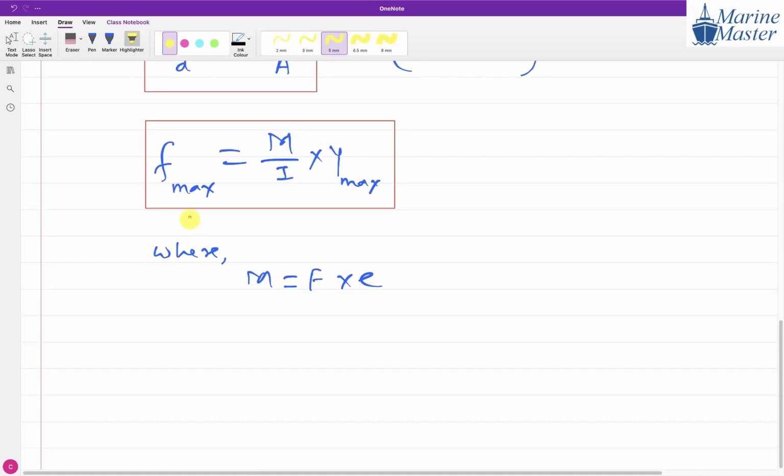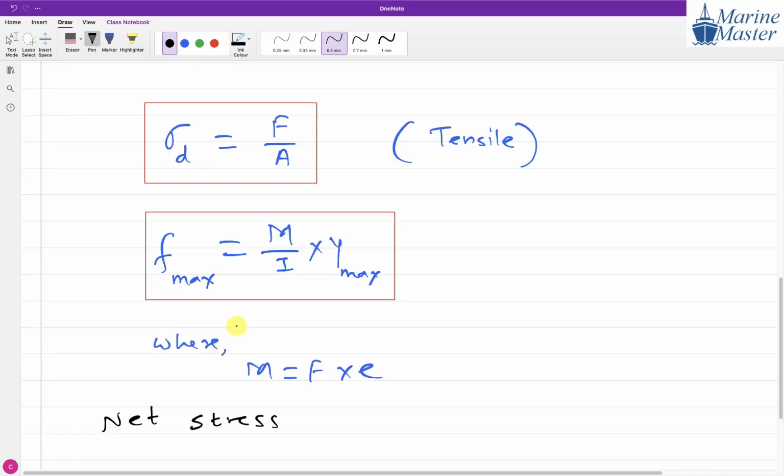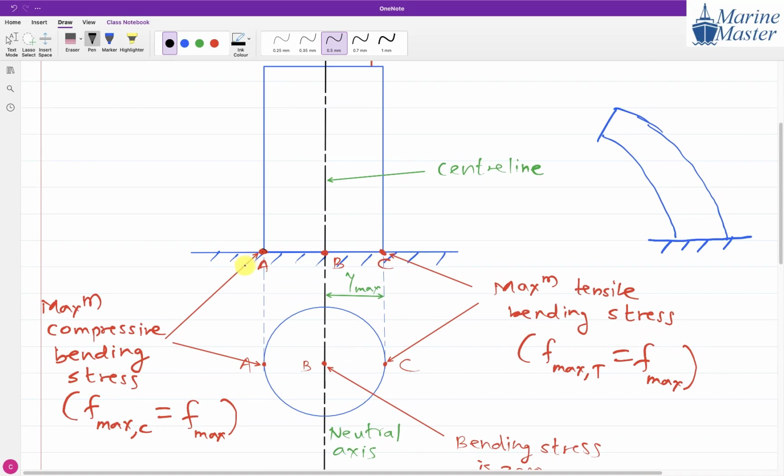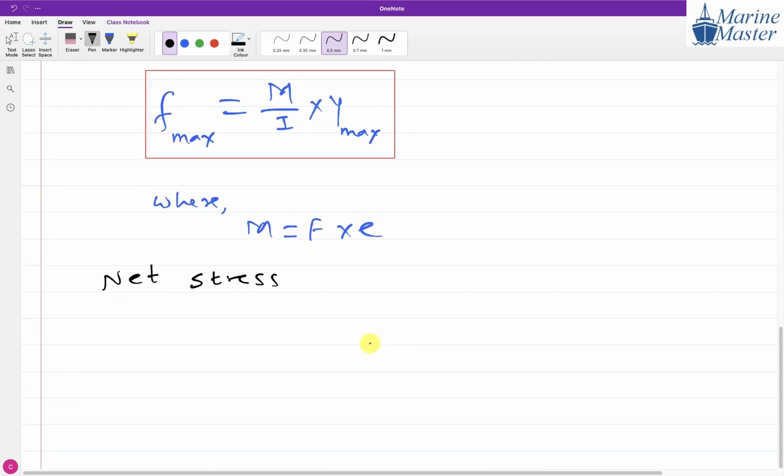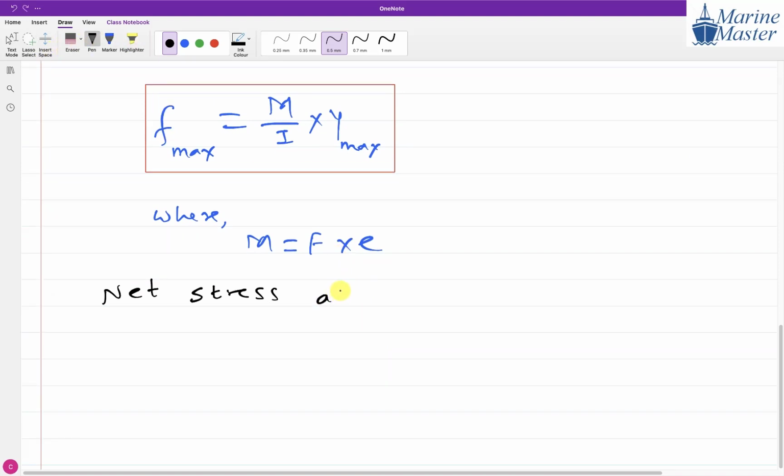Now, net stress at point A, guys. We will see the net stress at each point. Not each point, only three points are important for us. One point is at the left end, another point is at the neutral axis, and the next point is the right end. So these three points are important for us. Others are not that important, guys. So what will be the net stress at point A?